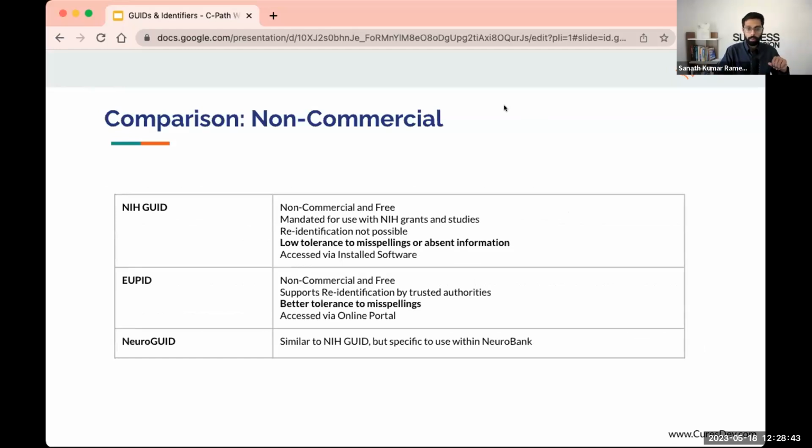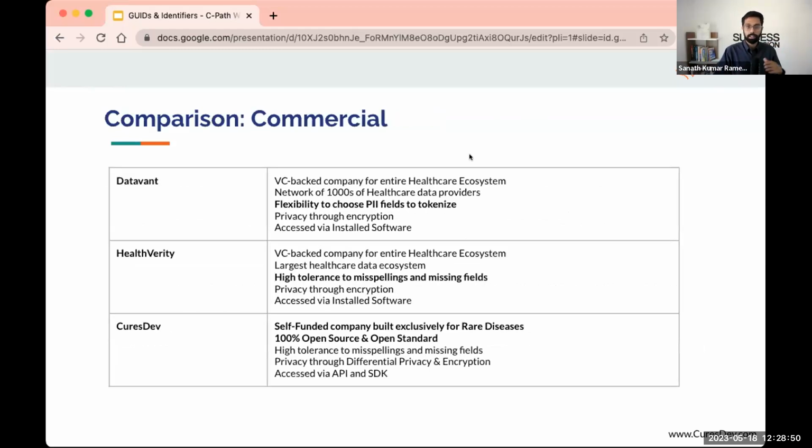I went through the comparisons of all of these systems already, so I won't bore you with the details. But once you get the slides, you have this to review. And with that, I'll stop.